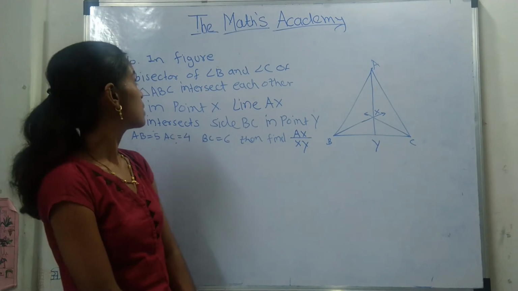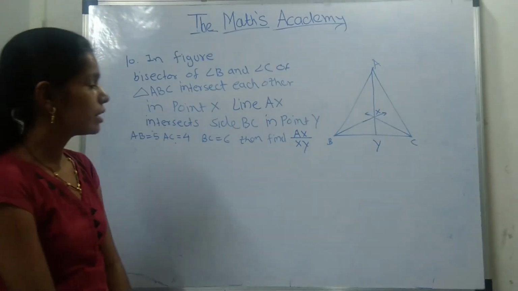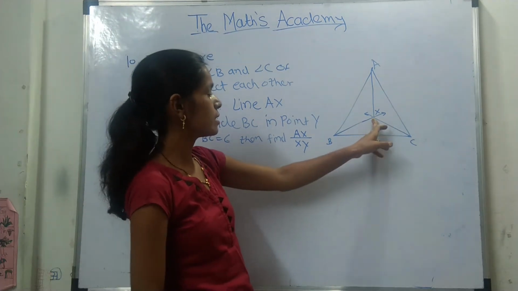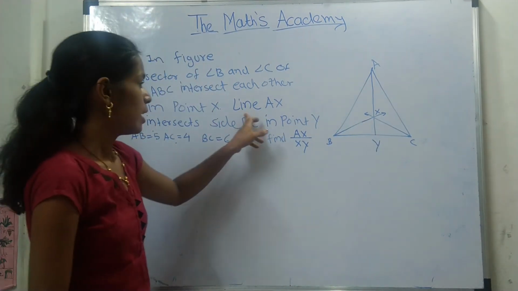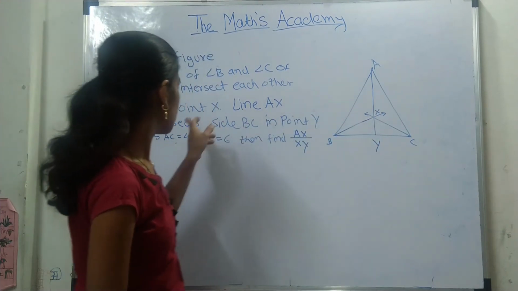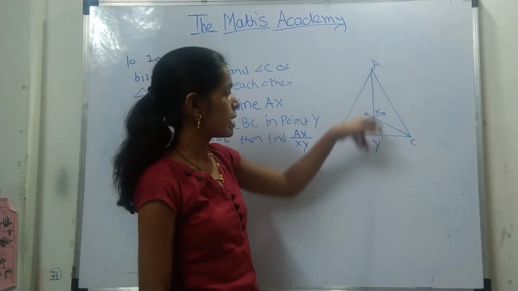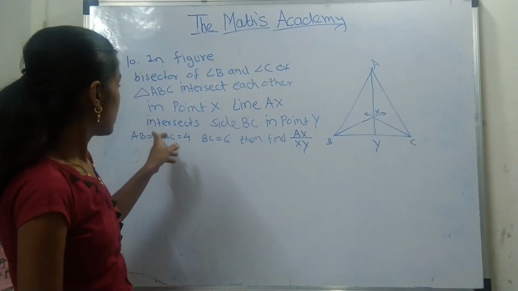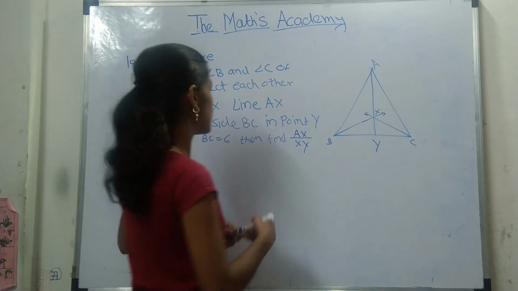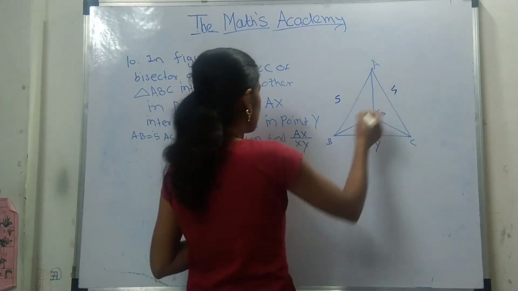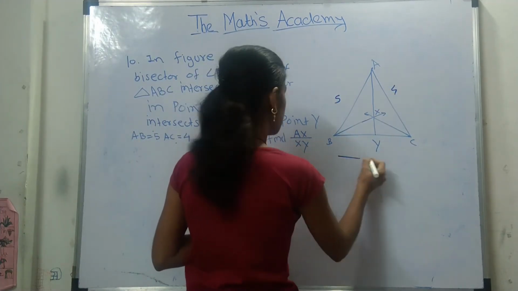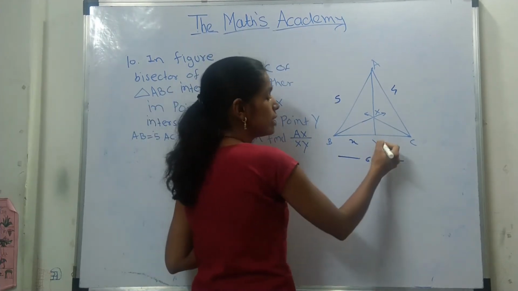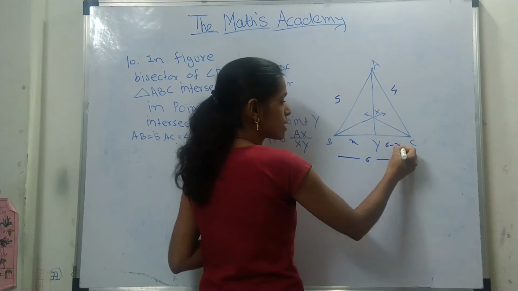So students, let's go towards the 10th example. Here it is given that there is a triangle ABC in which the bisectors of angle B and angle C intersect each other at point X. Line AX intersects side BC at point Y, which means AY is the angle bisector of angle A. Okay, and you have been given AB is 5, AC is 4, and this whole BC is 6. What will we do? We will consider this BY as x, and then this YC will be 6 minus x.